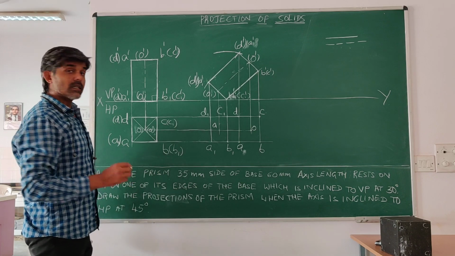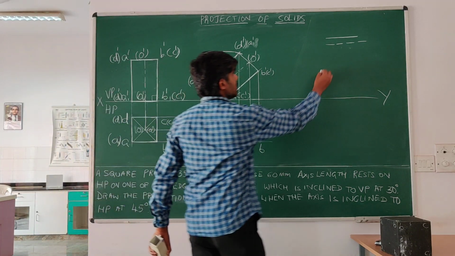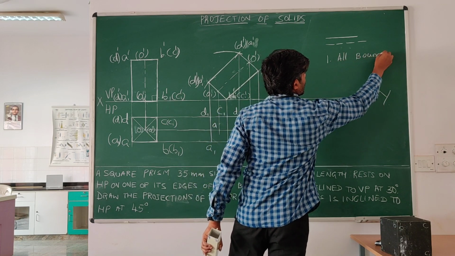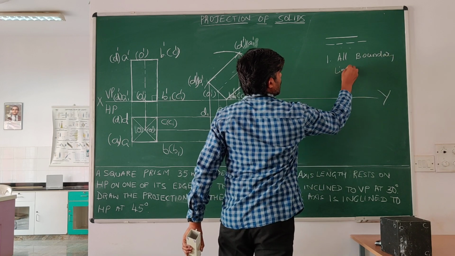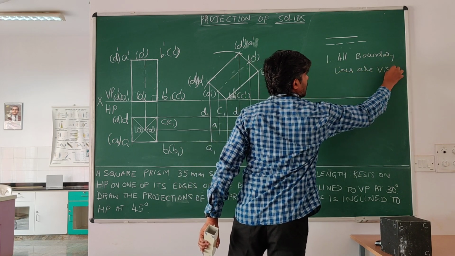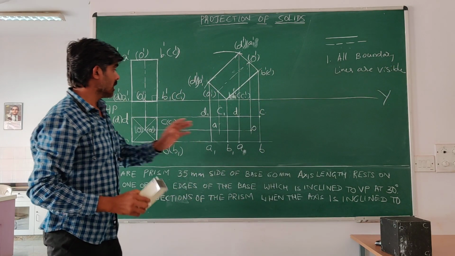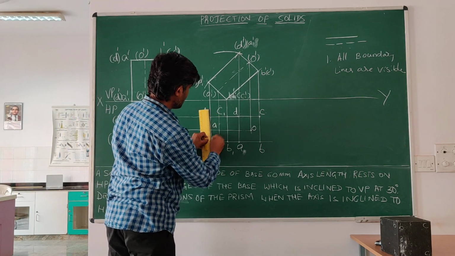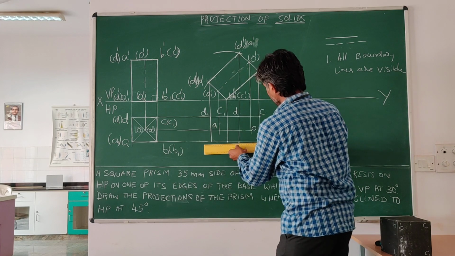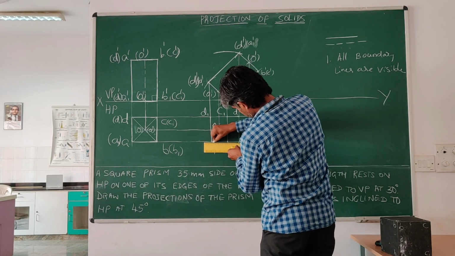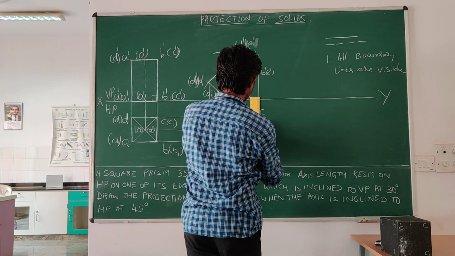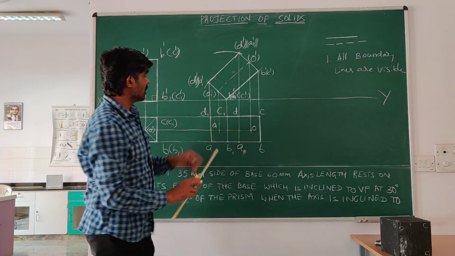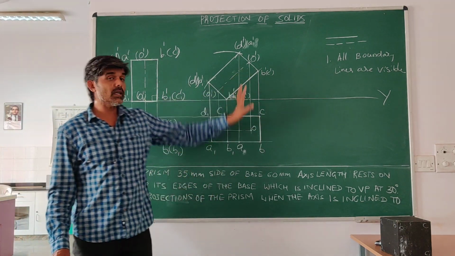Now, the first rule is all boundary lines are visible. This is the first condition. According to that, we need to join all the boundary lines. Boundary lines means this line, then this line, this is the boundary. So all the boundary lines are visible lines.